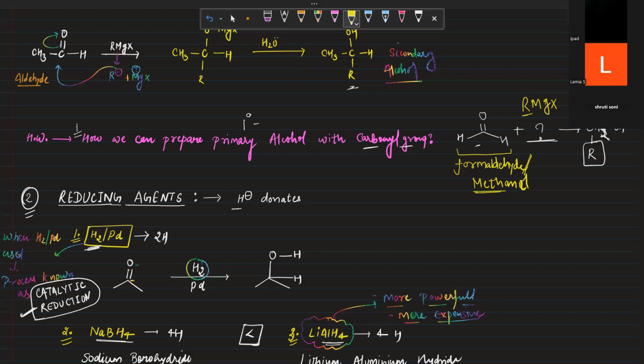Okay. Then after Grignard reagent, we discuss generation of alcohol with reducing agents. There are three reducing agents we discuss. First, you tell me what the reducing agents are. There is sodium borohydride, right? And then lithium aluminum hydride. What is a reducing agent? What will they do in general?